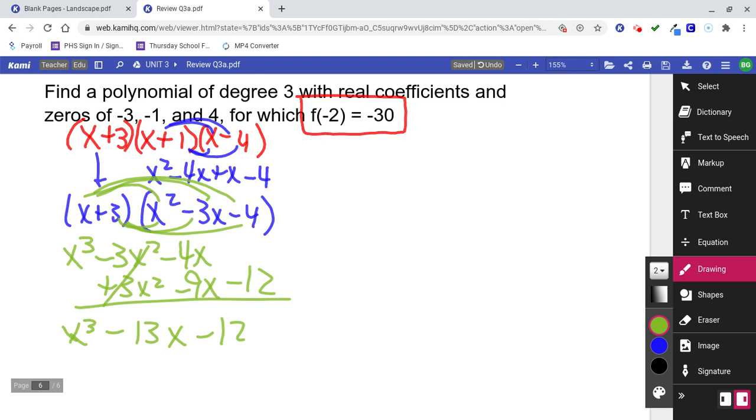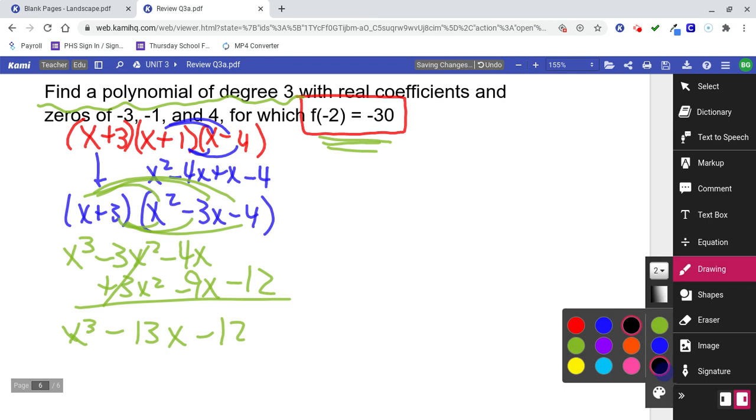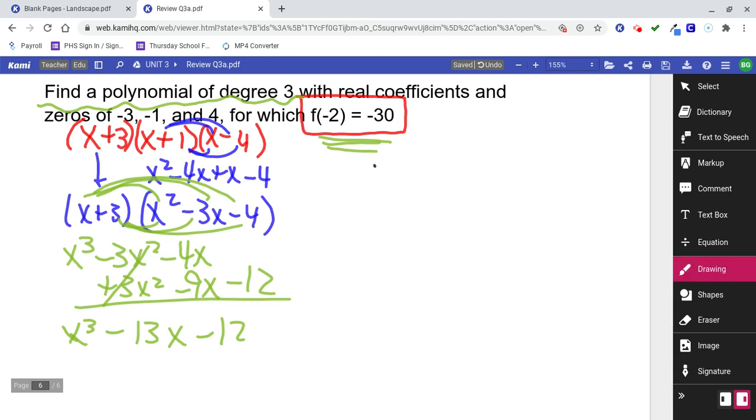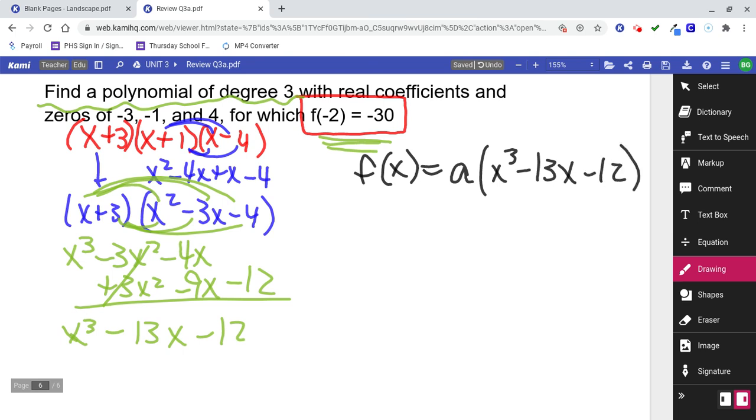Now that looks like it's finished because we have a polynomial of degree 3 with real coefficients, but the problem is we haven't used this information in any way. So what we would do is to use this, we can say, well, we need some sort of coefficient in here. So I'm going to throw this coefficient in here such that when I plug in negative 2 for x, I'm going to get negative 30 for f of x. So negative 30 is going to equal a times, let's see what this is.